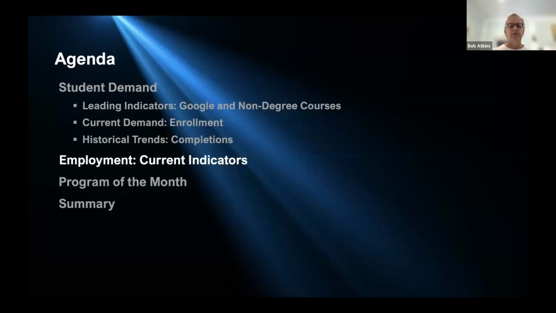Now let's shift gears and look at what jobs there are out there. So we got a sense of what students want. Now we've got to take a look at what employers want. And ultimately, we talk about the program of the month, look at how you can join those two and understand overall what programs may be most attractive when you combine both student interest and employer needs.